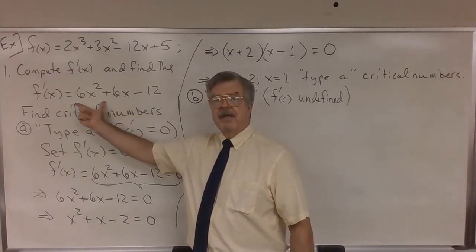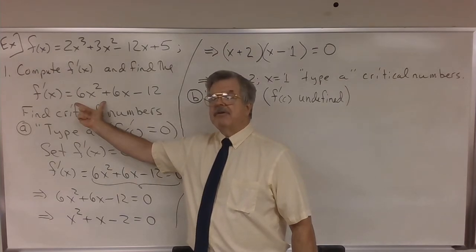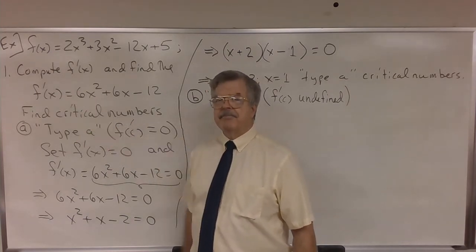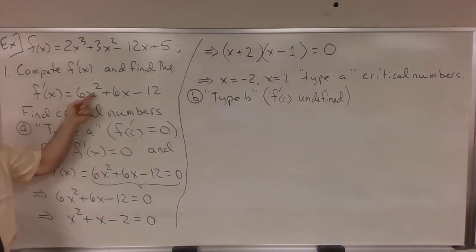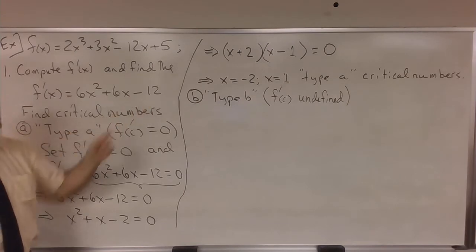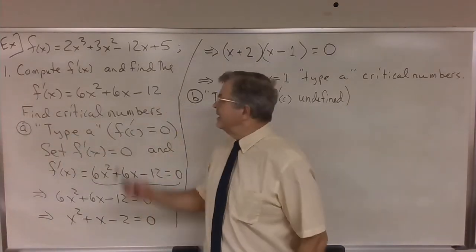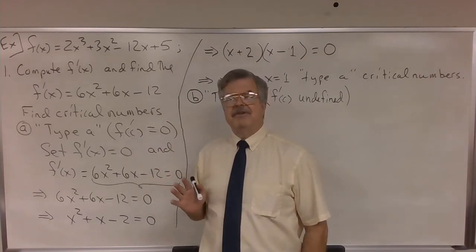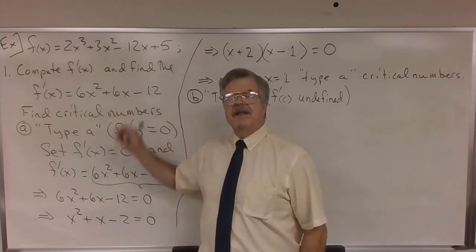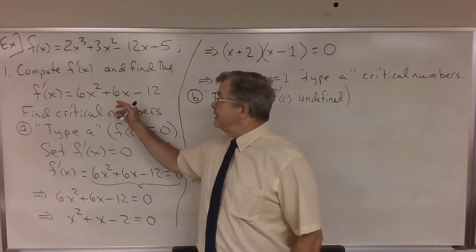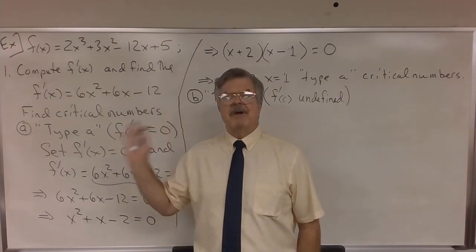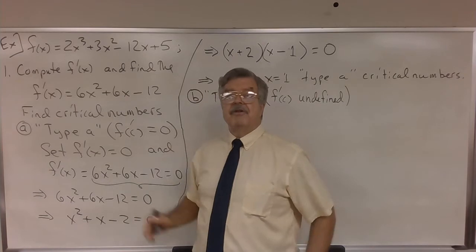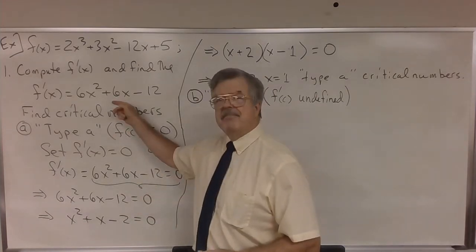Here it is. What value of x causes us to divide by 0? Well, here's the derivative. The derivative is 6 times x squared plus 6 times x minus 12. I don't see any division going on here at all. We have multiplication, we have addition, we have subtraction, we have exponentiation. We're not dividing by anything anywhere there. So there's no way that we can be dividing by 0.